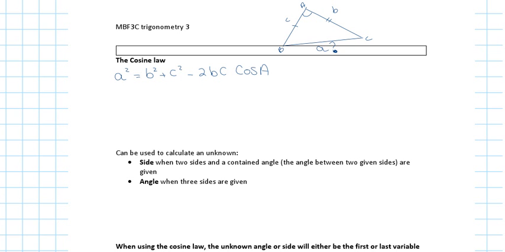Now, if I have, for example, angle B, which two sides should I have? C and A. So I should be given C and A. And then what side can I look for? I can look for side B. And what would be your formula?